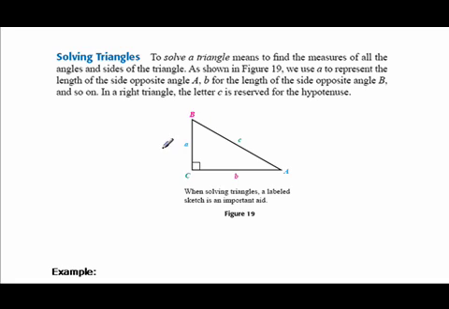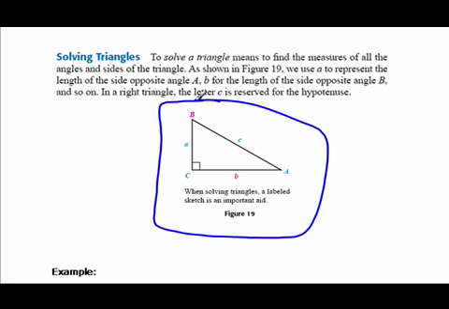I want to also point out that in practically all math books, when you want to label a triangle, you use capital letters for the vertices, the points of the triangle, and you always label the side across from the capital letter with the lowercase letter. So side B will always be across from angle B. Side C will always be across from angle C, and side A will always be across from angle A. Always.